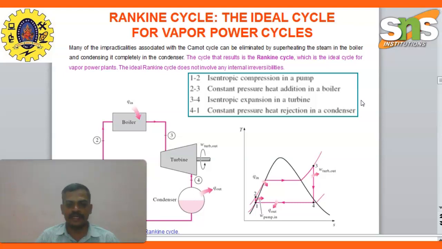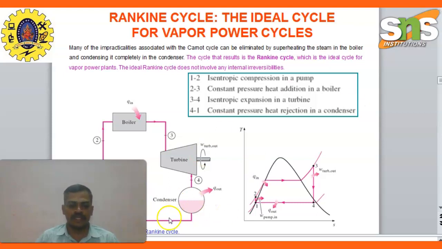The ideal Rankine cycle does not involve any irreversibilities. Process 1 to 2, isentropic compression in a pump. 2 to 3, constant pressure heat addition in a boiler. 3 to 4, isentropic expansion in a turbine. 4 to 1, constant pressure heat rejection in a condenser.